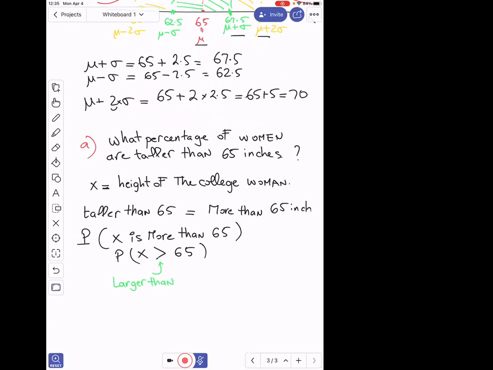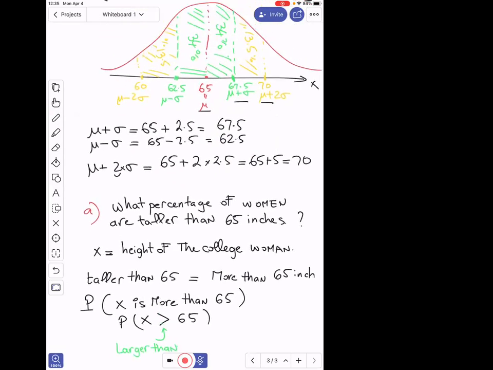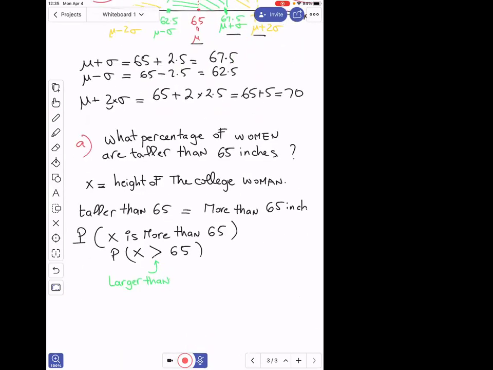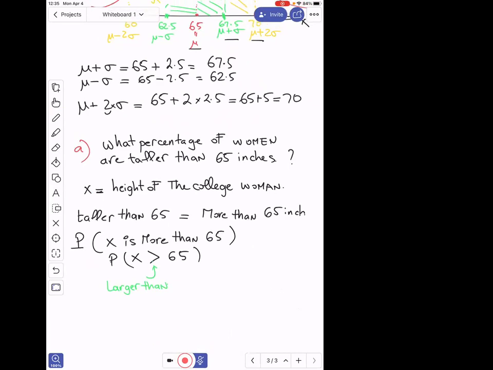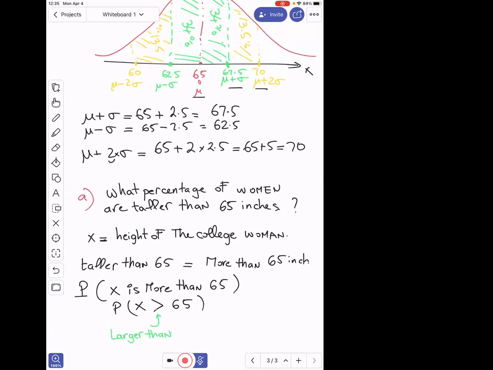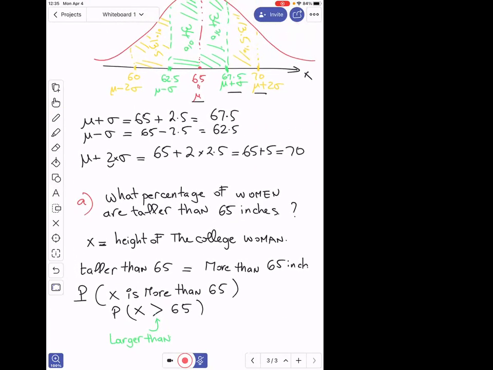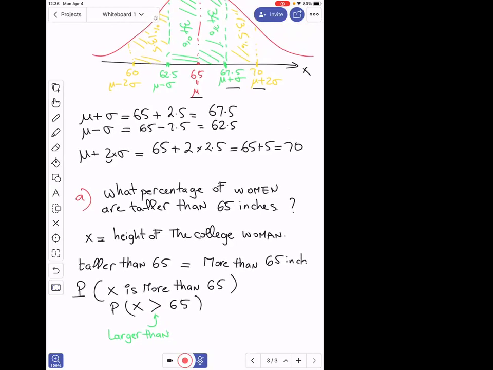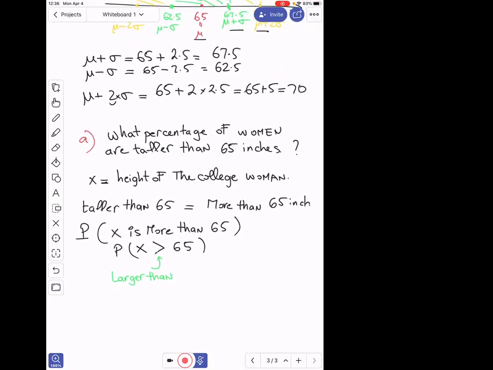If it's more than 65 or larger than 65, will that be the area to the right or to the left of 65? If x is more than 65, then it will be to the right. Thank you. So more than, that's the area to the right.